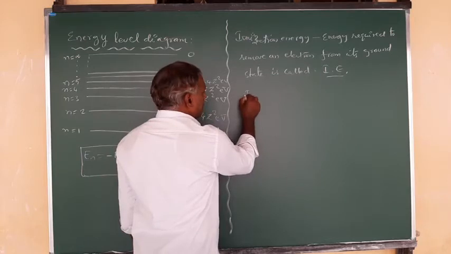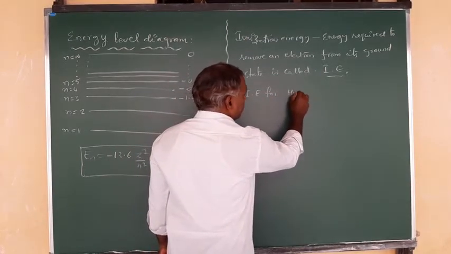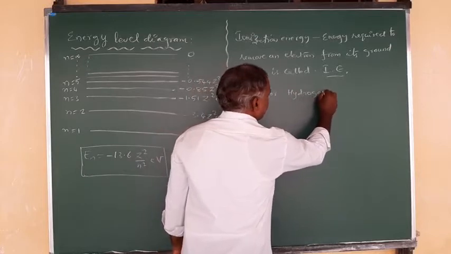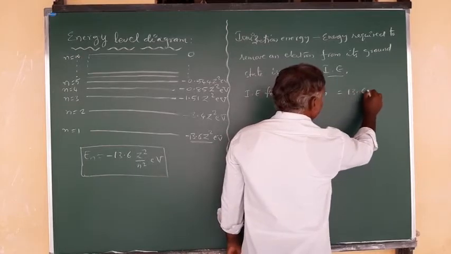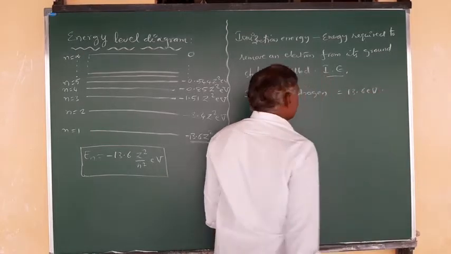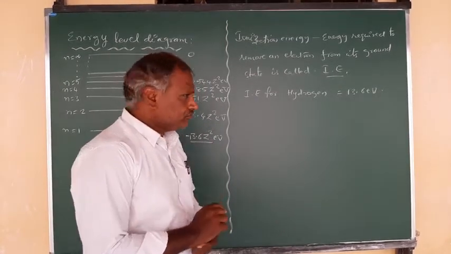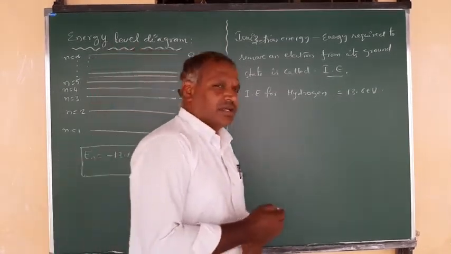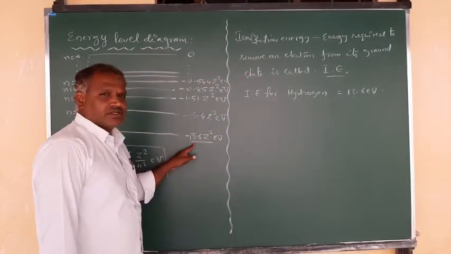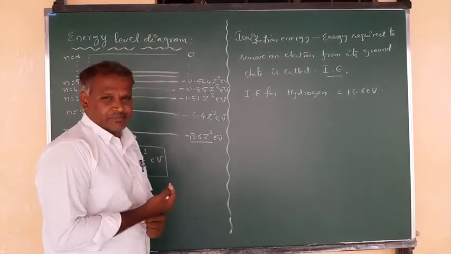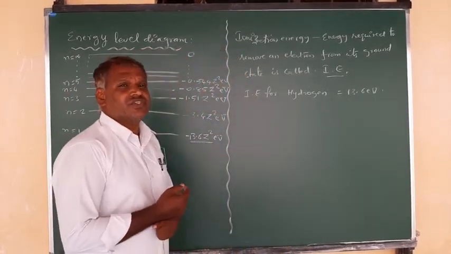So the ionization energy for the hydrogen atom is 13.6 electron volts. What is the ionization energy for any other element? If the Z value varies, then this value also varies. Suppose it is helium. What is the ionization energy of helium? Helium's atomic number, that is Z, is 2.